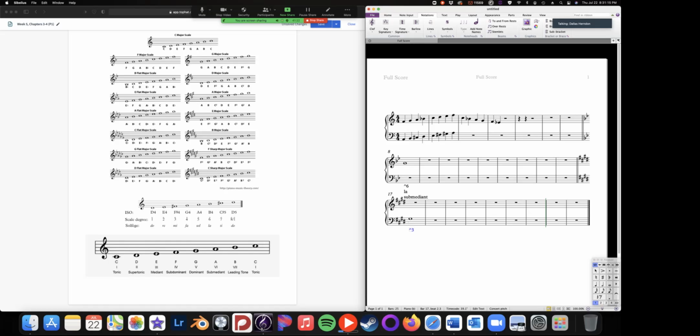So there we have scale degree 3, and that also means that G sharp would be, in terms of solfege, mi. And then in terms of our terminology, that would be the mediant. Okay. So there we have that. All right.